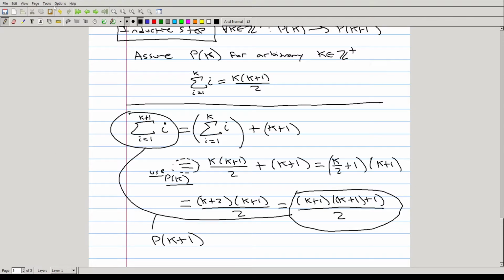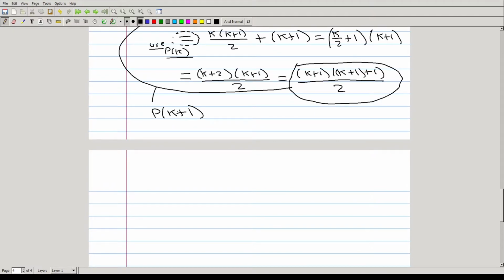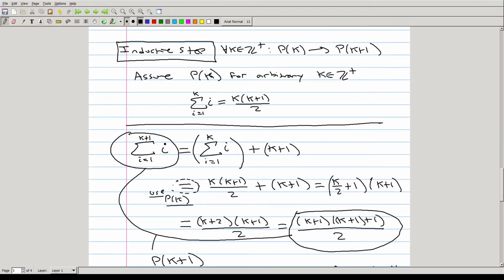And we can therefore conclude by induction, for all n in the positive integers, P of n is true, which is the same thing as saying that the summation from i equals 1 to n of i is equal to n times n plus 1 over 2. And this ends our mathematical proof by induction. This is very, very clever. And it's important to really understand these examples because really every proof by induction using basic induction is structured in this way.